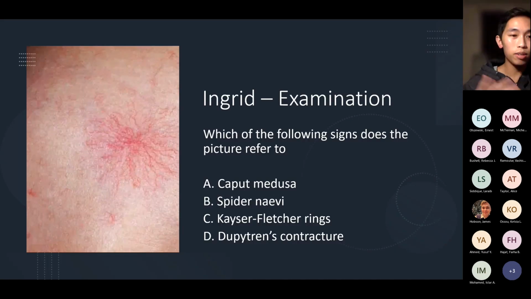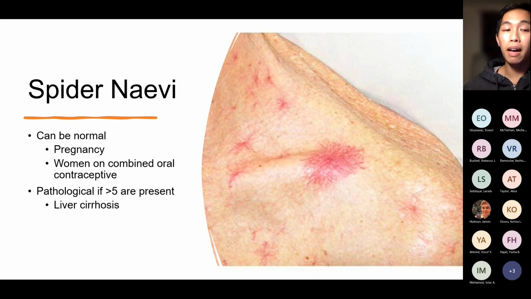So examine Ingrid and you see this. So what does the following sign refer to? Brilliant. Yeah. So these are spider nevi. Spider nevi are not always pathological. They can be seen in pregnancy or women who are on the combined oral contraceptive pill. However, if 5 or more of them are present, this might indicate some underlying pathology like liver cirrhosis.